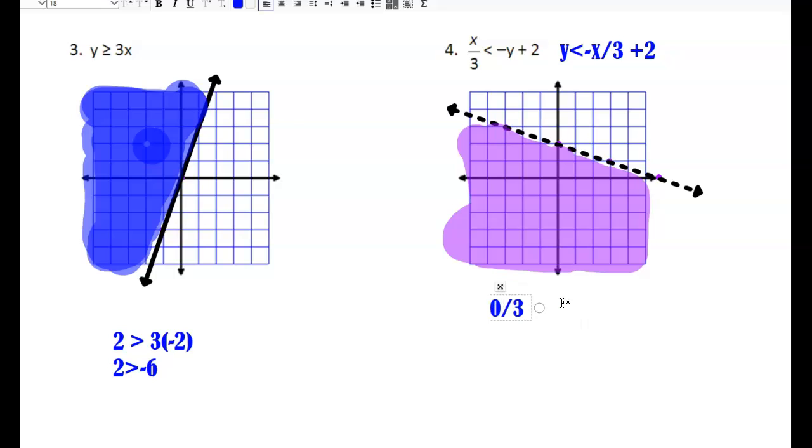So that would be like 0 thirds less than -0 plus 2. You could plug it into your transformed equation. Doesn't matter. Either way, we get that 0 is less than 2, which is true. Therefore, since my test point is true, my shading is correct. If I had picked a test point above the line, then I would want it to be false.